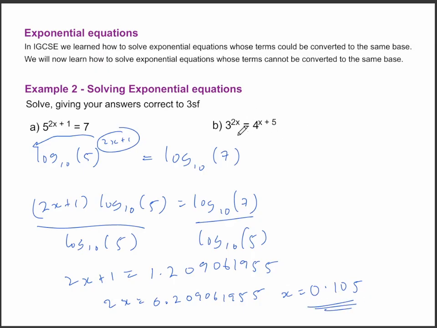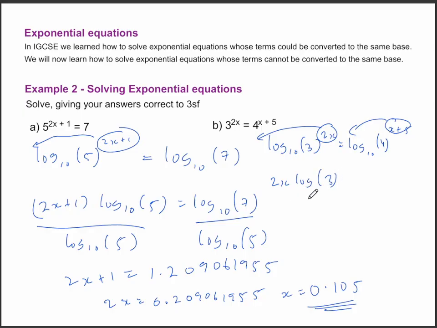Second one, same thing. Apply logs to both sides. Normal log base 10. We end up getting log base 10 of 3 power 2x equals log base 10 of 4 power x plus 5. And then we can take our power at the front for both. And we get 2x log of 3. I'm removing the base 10 because that's the normal, and if you write just log, it implies that it's base 10, equals (x plus 5) log of 4.